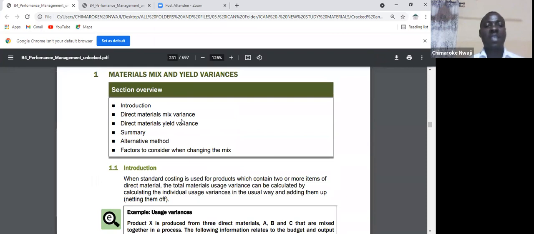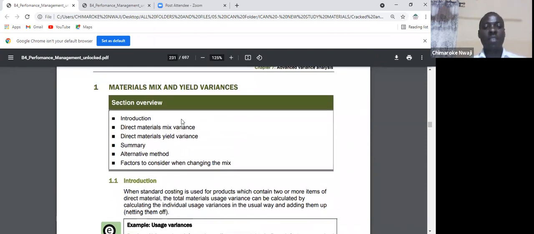Now, material mix and yield variances. When standard costing is used for products that contain two or more items of direct materials, the total material usage variance can be calculated by calculating the individual usage variances separately and then adding them up together.